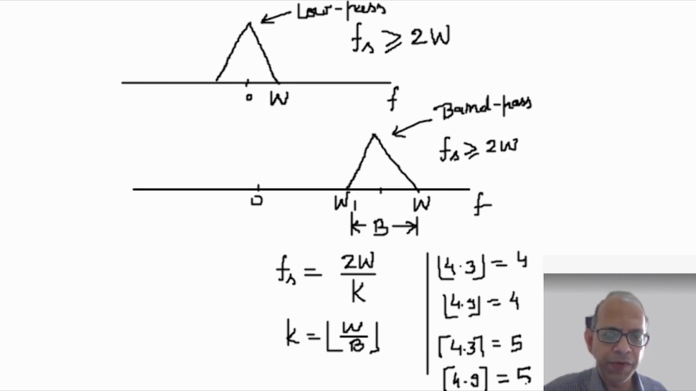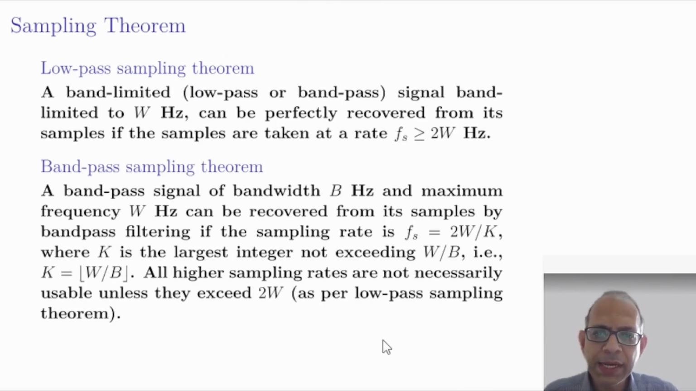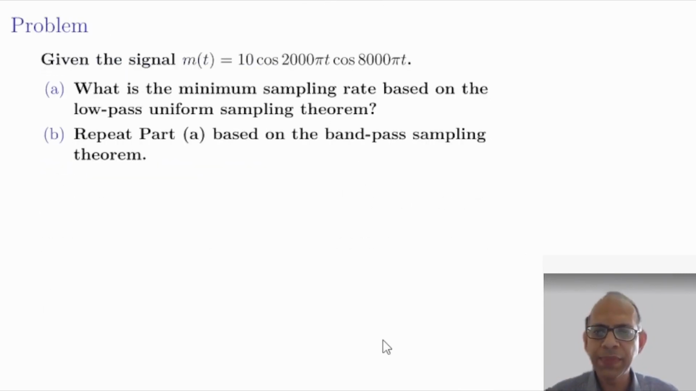That is again 5. So you can see that floor and ceiling functions are different from the round off function, in which if we are rounding off 4.3 to the nearest integer, it will be 4 and 4.9 will be 5. Here in the definition, we use the floor function. I hope it is clear. So with this, now let us look at the problem.